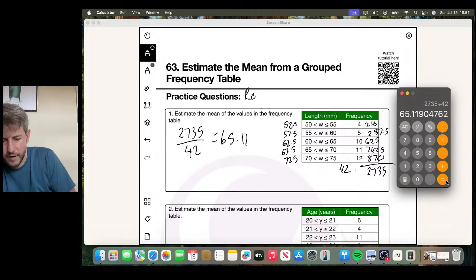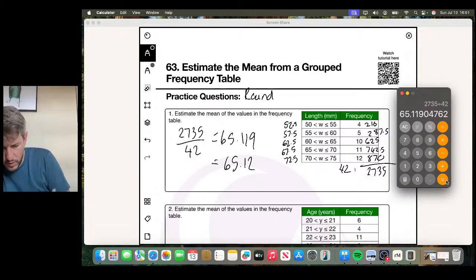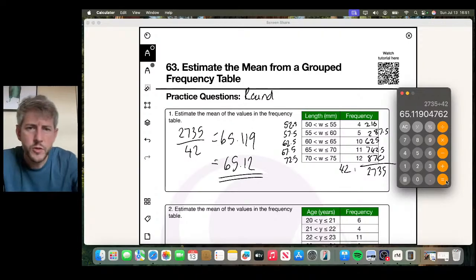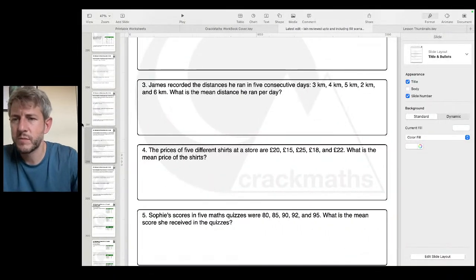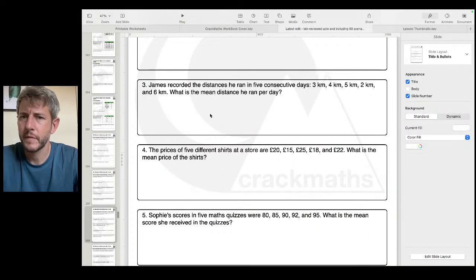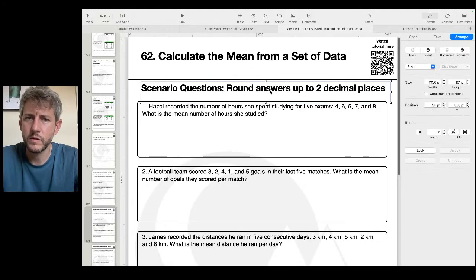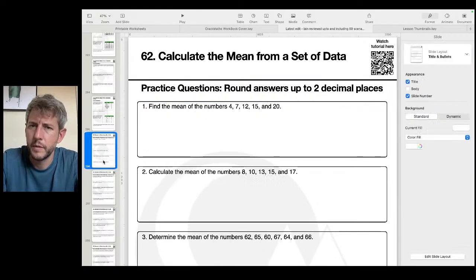I think this needs that round as well. Let me just quickly check with the answers what I have rounded it to. Yeah, the 2 decimal places. So that's going to need 2 decimal places rounding. Okay, so round answers. Here we go.